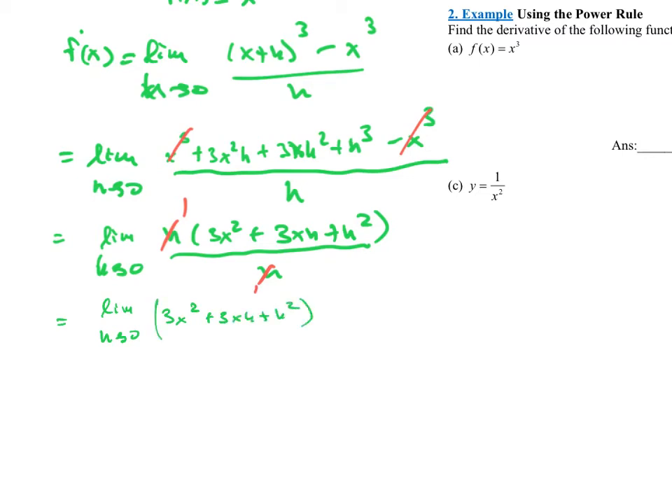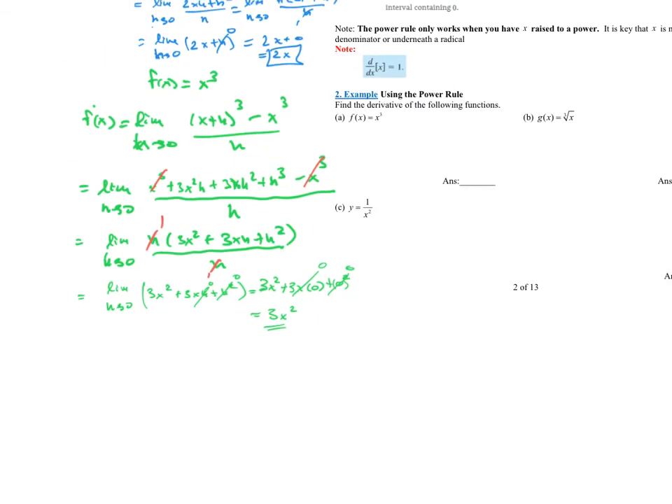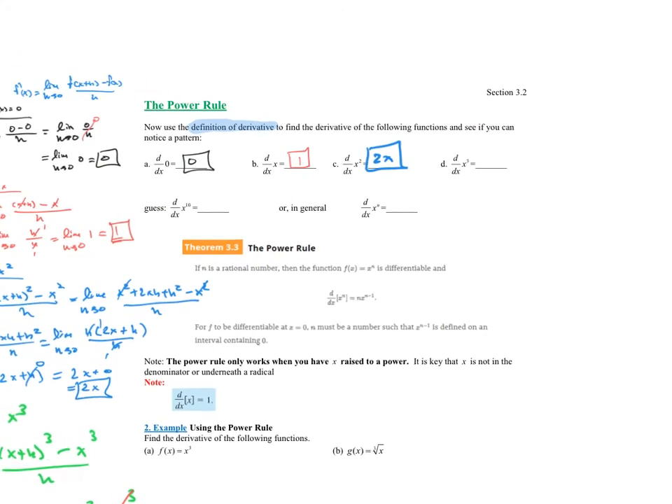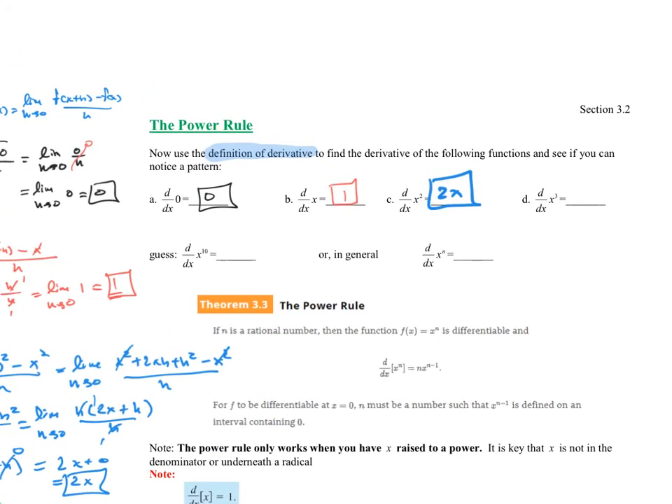And so the idea is anywhere we see an h, we plug in a 0. So now we've evaluated the limit, so I don't need to write the limit anymore. I'm getting 3x squared plus 3x times 0, which is just 0, plus 0 squared, which is also just 0. So that goes to a 0, that goes to a 0, so I'm getting 3x squared. So what's the derivative of x cubed? The answer is 3x squared.